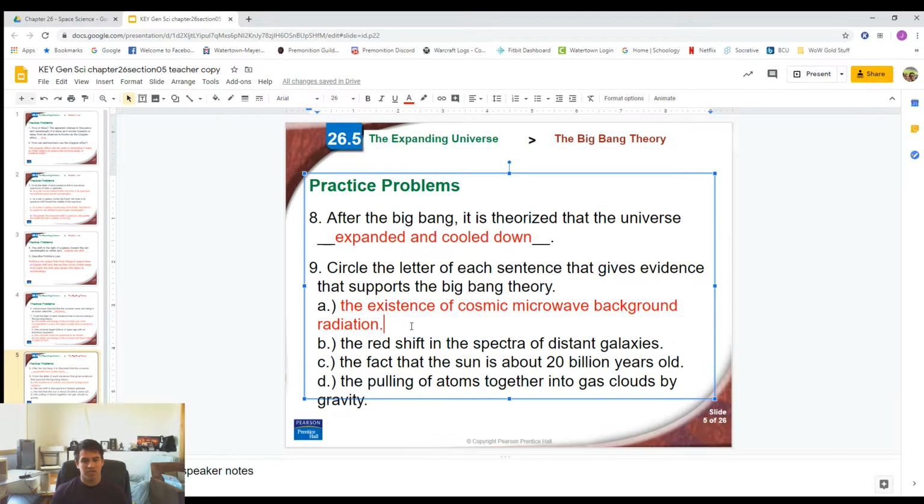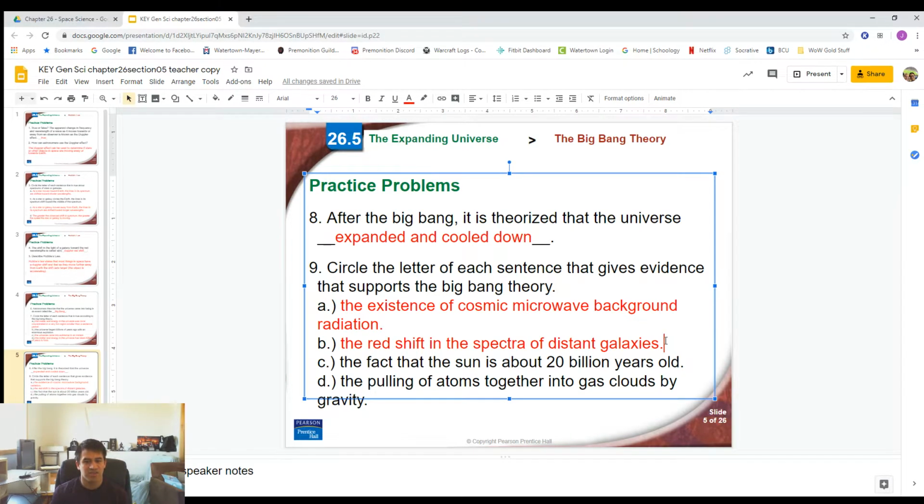Letter B, the redshift in the spectra of distant galaxies. That is also evidence that supports the Big Bang because it shows that the universe is expanding, which means that if we went back in time, if everything right now is expanding, then a long time ago it would have all been much closer together in a much smaller location.